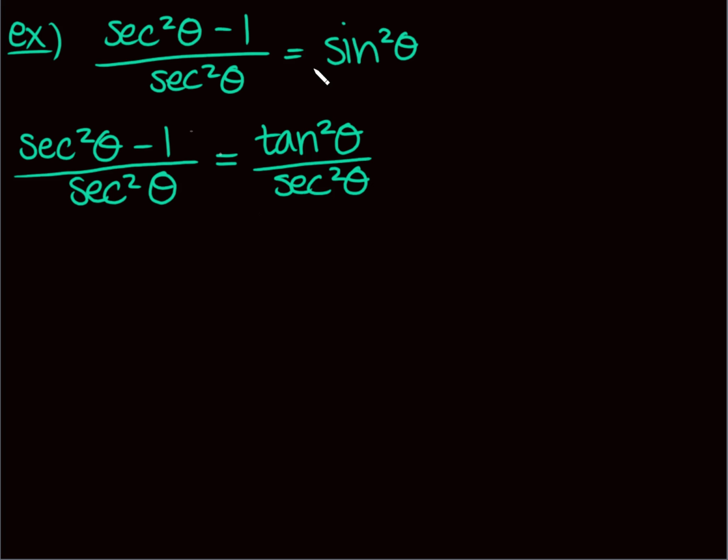Notice, what do I want to get to? I want to think about what I want to get this to look like. I want it to get to sine squared, right? Well, right now, tangent and secant are not in terms of sine and cosine. So I'm going to rewrite in terms of sine and cosine. So what is tangent squared? Tangent squared is sine squared over cosine squared, right? That is the definition of tangent squared. What is secant squared? 1 over cosine squared.